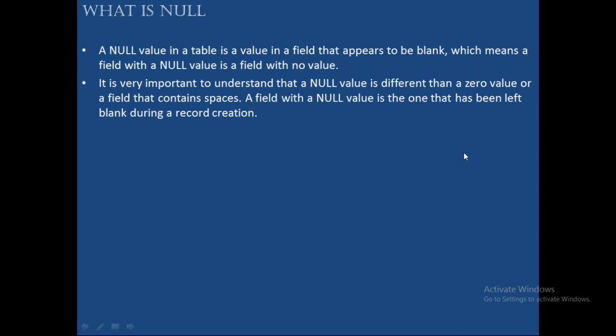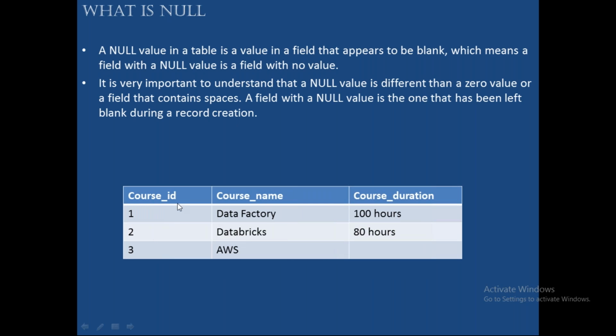A field with a null value is one that has been left blank during record creation. When you are creating the record, if you're not entering any value, that will go as a null value. Example, here you see, I'm saying 3, AWS, but I'm not entering the course duration. This will become a null. Okay, clear? As of now, any questions, friends?